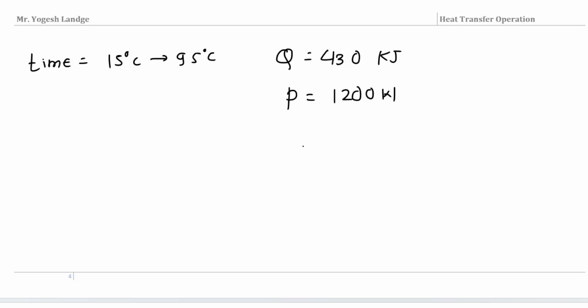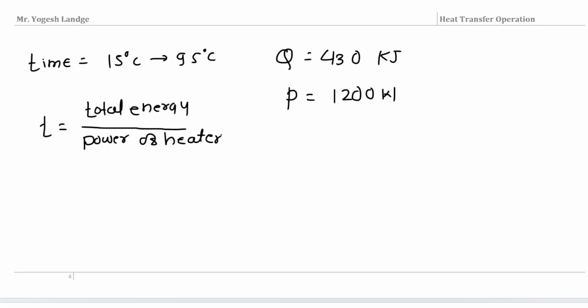So we have a formula for that one. The formula is: the time required T equals the total energy required divided by the power of the heating element, the power of the heater. How much is the total energy required? It is 430, which is in kilojoule.